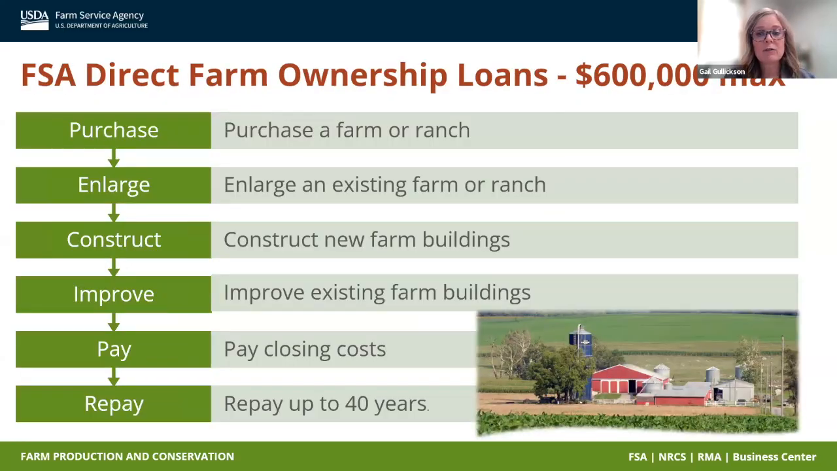Let's start with our direct farm ownership loans. Farm ownership loans help you purchase a farm or ranch, enlarge an existing farm or ranch, construct some new farm buildings, improve existing farm buildings and infrastructure, or pay closing costs. These loans have a repayment period of up to 40 years. There are specific eligibility requirements for direct farm ownership loans, though, so you'll want to visit with your local FSA loan official.